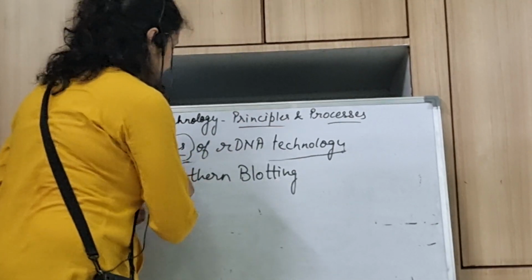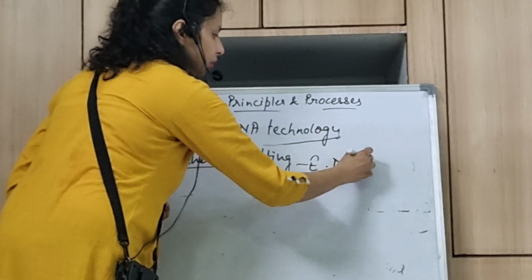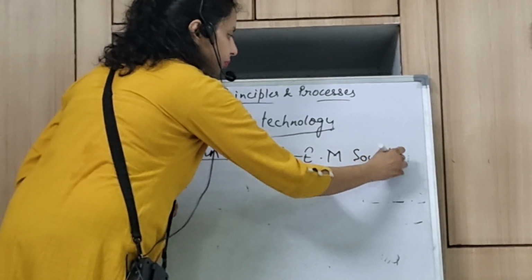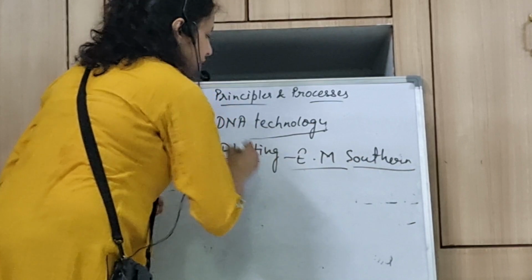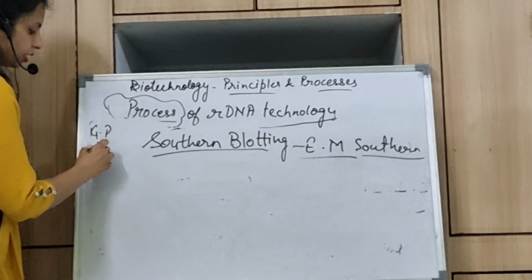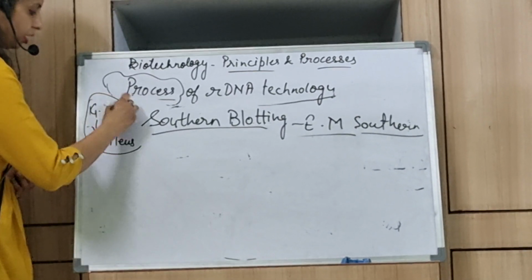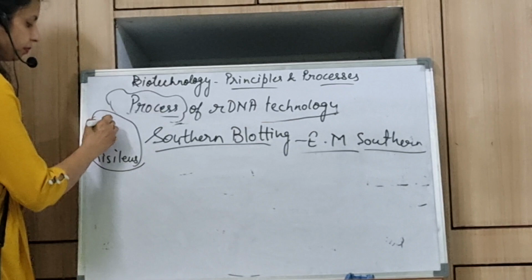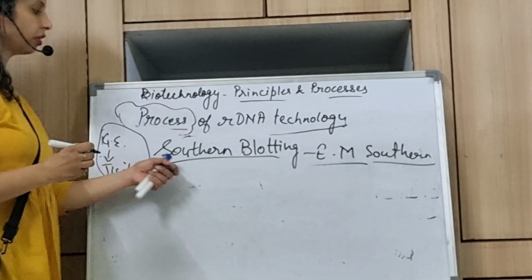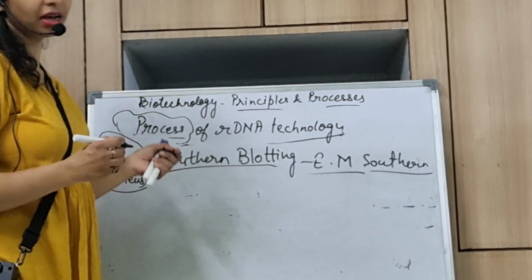So southern blotting was given by E.M. Southern. Is the name of scientist. Okay, like gel electrophoresis was given by Tiselius. ये आपको नाम याद रखना है. So gel electrophoresis was given by Tiselius, whereas southern blotting was given by E.M. Southern. अब इसका concept क्या है?